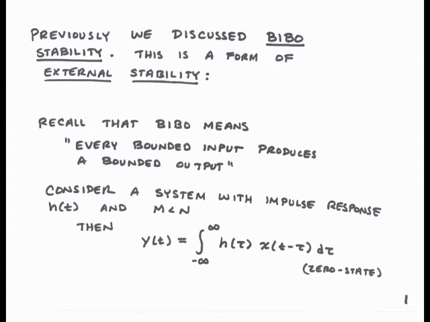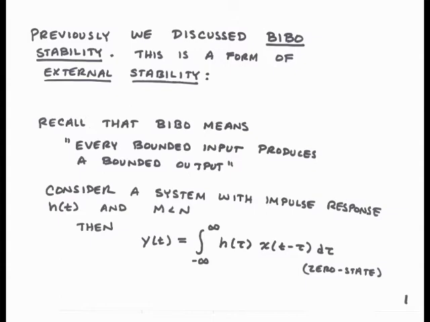We have introduced BIBO stability previously. It's a form of external stability. Remember, we had two different kinds of stability we discussed: internal stability, which is stability with respect to initial conditions, and external stability, which is stability with respect to the input. And we defined BIBO stability as every bounded input produces a bounded output. And when this definition says every, it means every. There is no bounded input which will cause the system to behave badly.